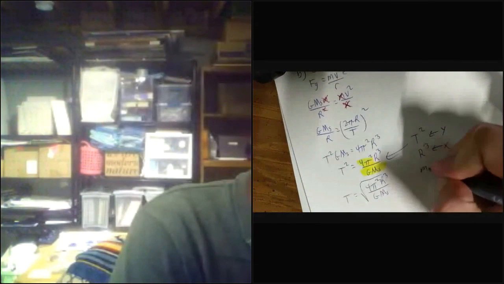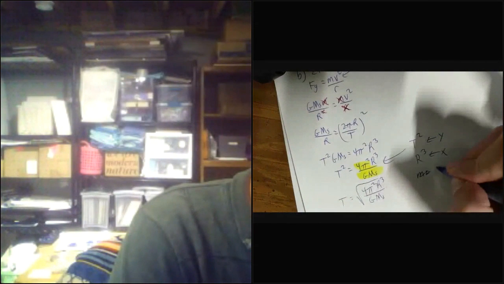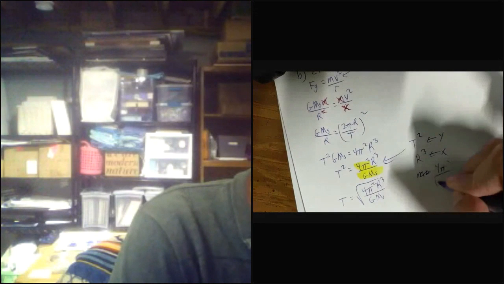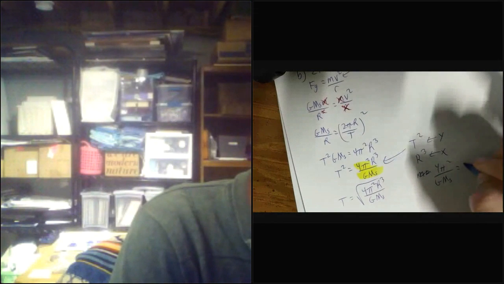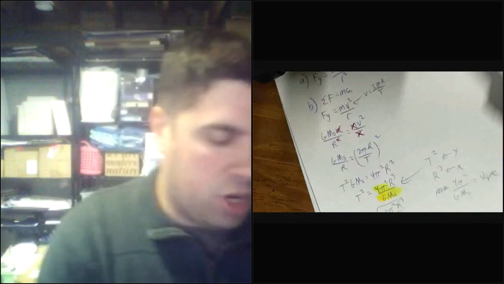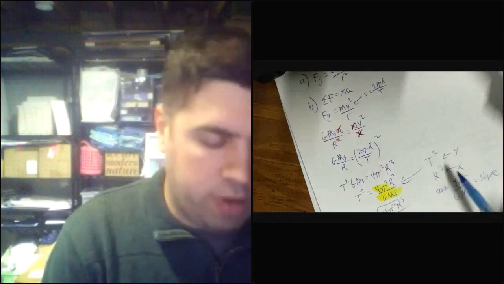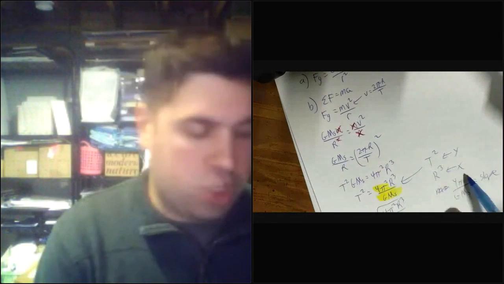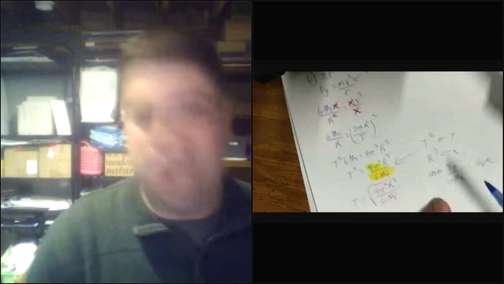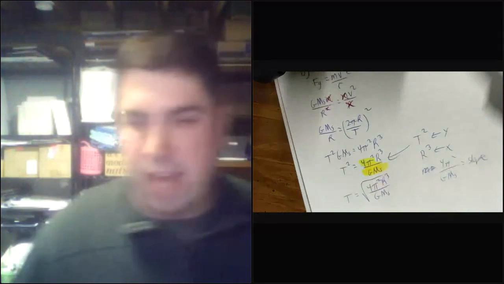So the slope in this case, 4 pi squared over g times M, is the slope of that graph. Now, it doesn't have to be this one. Like I mentioned, you could have done the square root of t, or t and the square root of r cubed. Then your slope would be the square root of all this stuff. But I don't want to square root stuff if I don't have to.